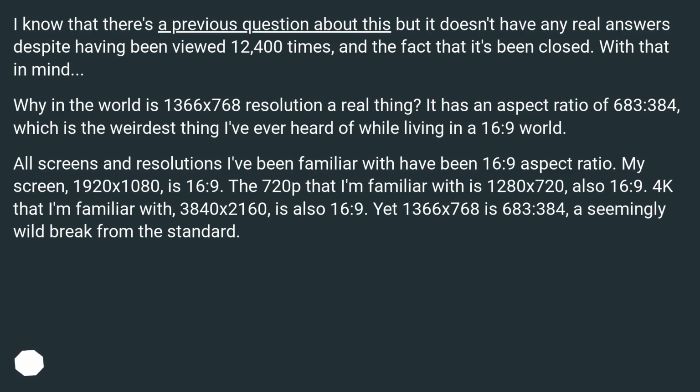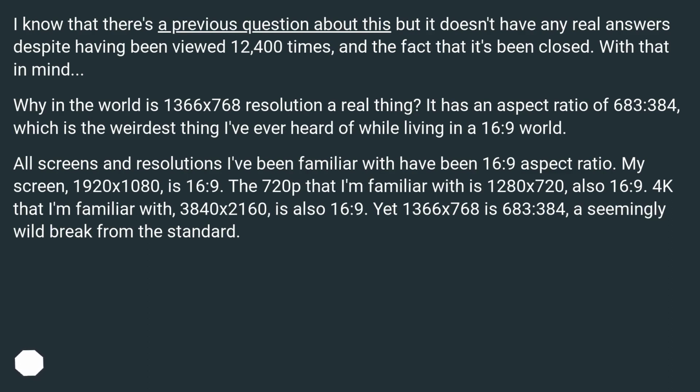It has an aspect ratio of 683 to 384, which is the weirdest thing I've ever heard of while living in a 16:9 world. All screens and resolutions I've been familiar with have been 16:9 aspect ratio. My screen, 1920 by 1080, is 16:9. The 720p that I'm familiar with is 1280 by 720, also 16:9.